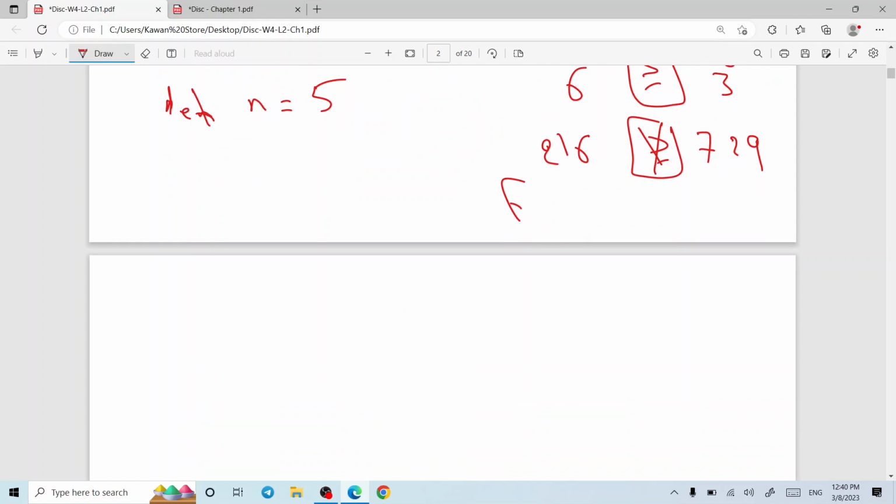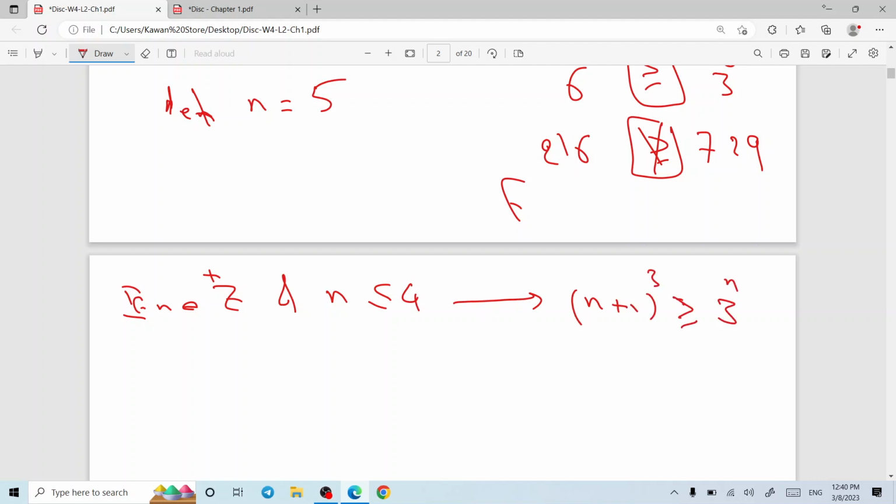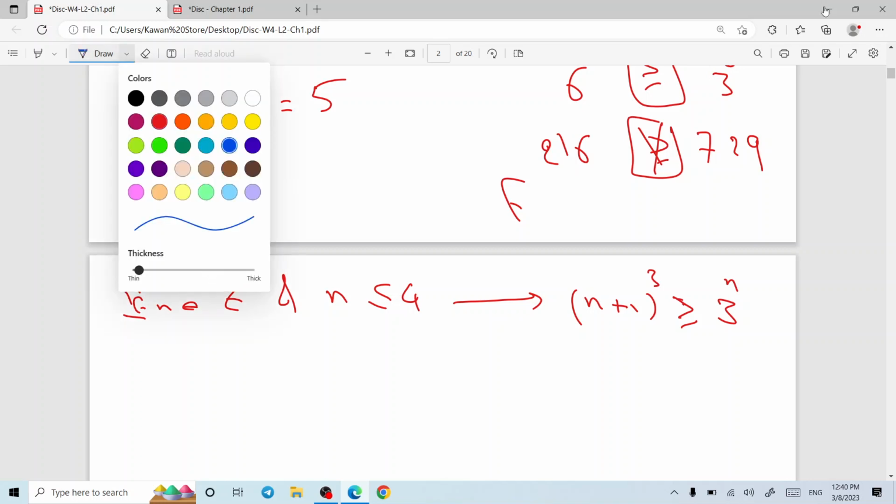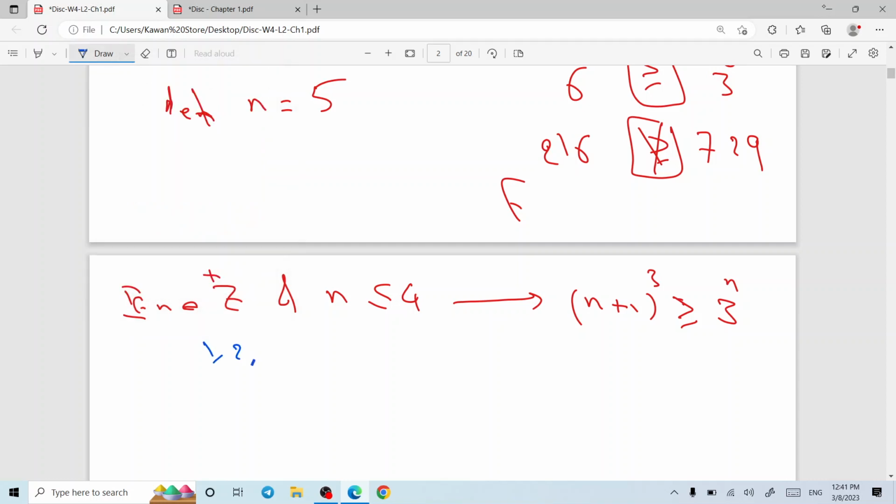That's why we talk about it for all and there exists. But how about if I say, if n belongs to Z positive and n less than or equal to 4, then (n+1)^3 is greater than 3^n. Do you think that one is true? Why is it true? Tell me about n. The set of n is what? 1, 2, 3, 4. Am I right?